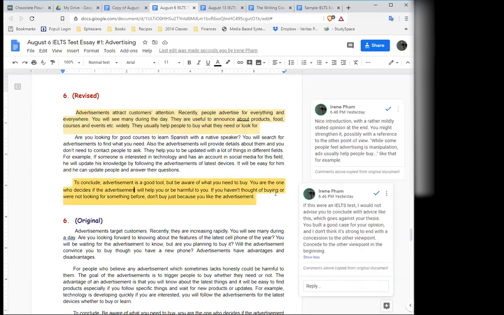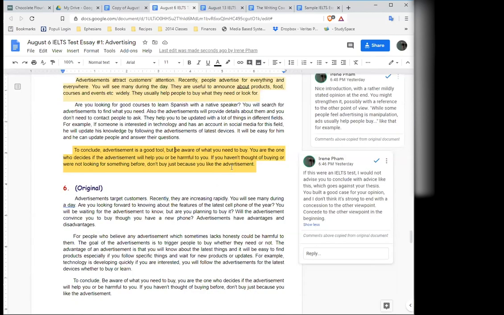Okay, and here, if this were an IELTS test, I would not advise you to conclude with advice like this, which goes against your thesis. Here, "To conclude, advertisement is a good tool," and then here's some advice. "Be aware of what you need to buy. You are the one who decides if the advertisement will help you or be harmful to you. If you haven't thought of buying or were not looking for something before, don't buy just because you like the advertisement." Just because of the task achievement grade, I would not advise you to put this advice in here. I would advise you not to advise your reader. It's not really part of the question, right?